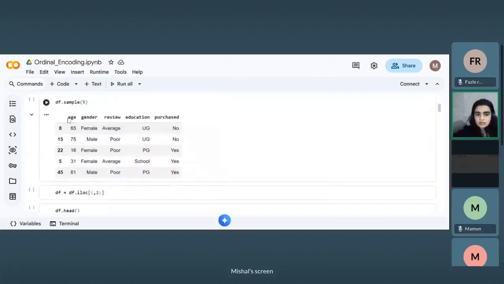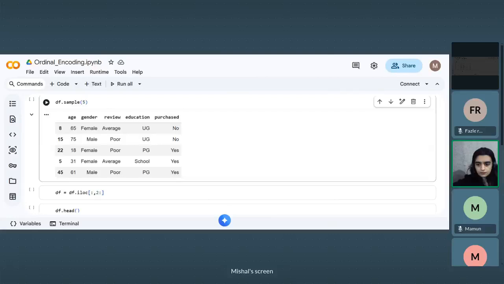These columns are there, let's suppose age, gender, review, education, purchase, whatsoever it is. What is our output column? Which one of you asked the question? Me, madam, Shoykot. Okay, all right. Could you please tell me which one is the output column in this data set? Purchased. Exactly, that one is the output column.